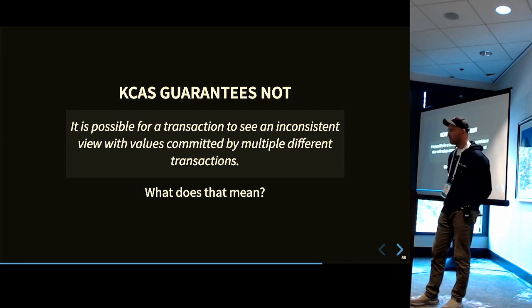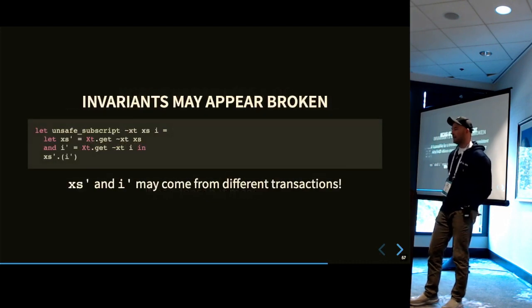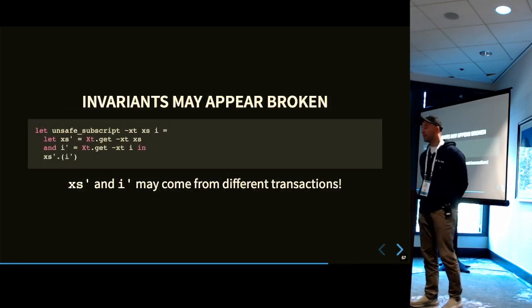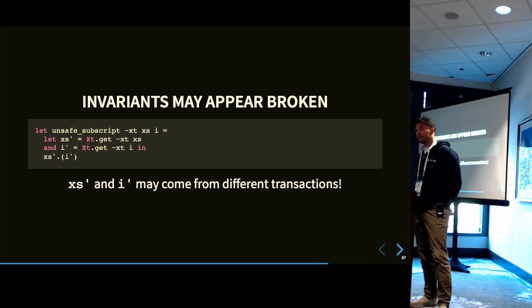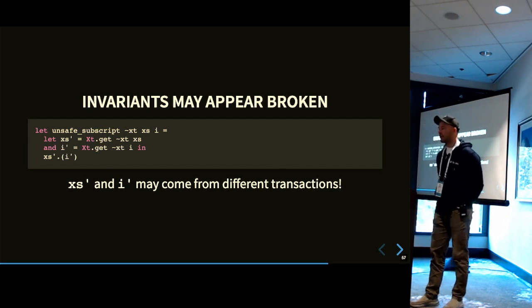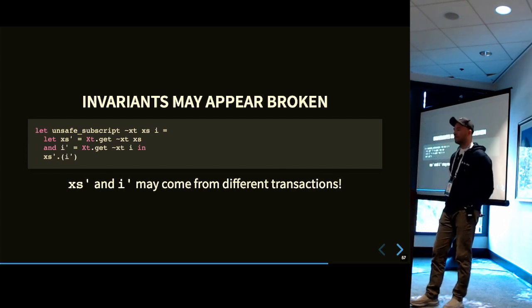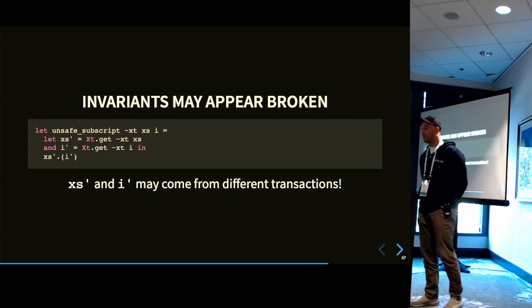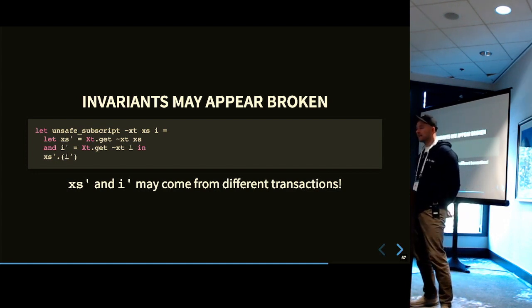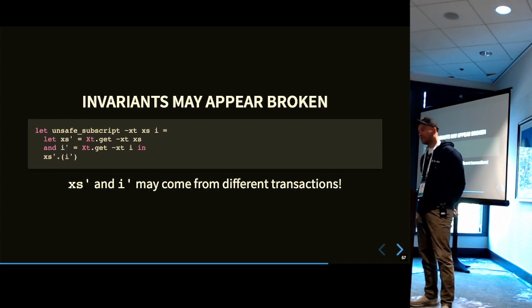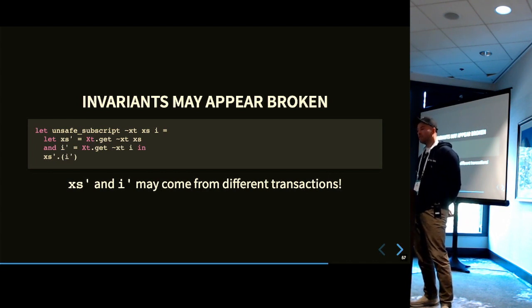Unfortunately, that can still cause problems. Here's an example of a problematic transaction. The idea is that the two locations, xs and i, are always updated together, and that accessing the xs array with the index i is always safe. Unfortunately, it's possible for a particular attempt of the transaction function to get the values of xs and i from two different transactions. This means that the array access could be out of bounds.